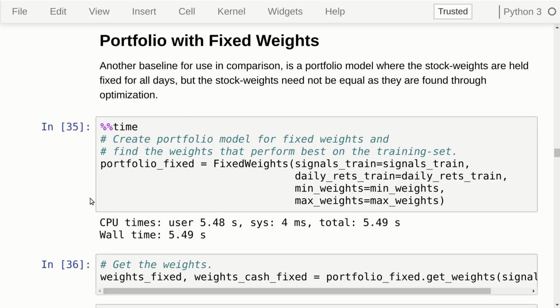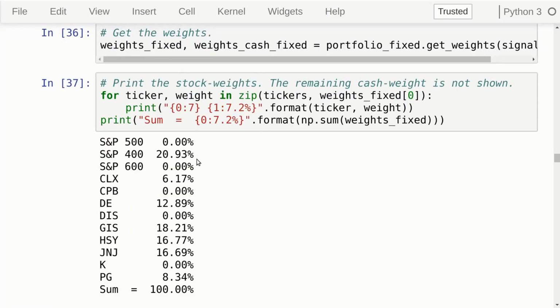So here we have the portfolio model with fixed weights. So remember that these are actually optimized, but the same weight is used for every single day that we rebalance the portfolio. And this is very fast to train. It takes only about 5 seconds. And the weights we get out of this is about 21% allocated to the S&P 400, about 6% for CLX, about 13% to DE, and about 18% to GIS, and so on and so forth.